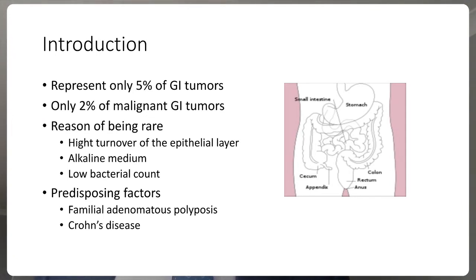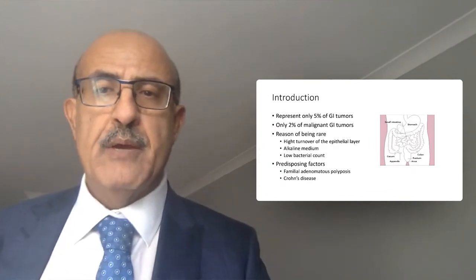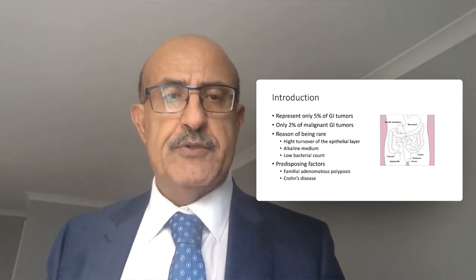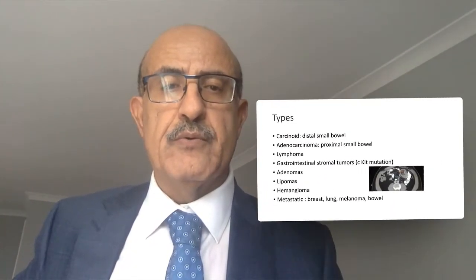The other disease that is known to predispose patients for development of adenocarcinoma of the small bowel is Crohn's disease. And in this situation, usually it affects the terminal ileum, i.e. the distal part of the small bowel. But these things are pretty rare, and they are not seen commonly compared with cancer of the colon.